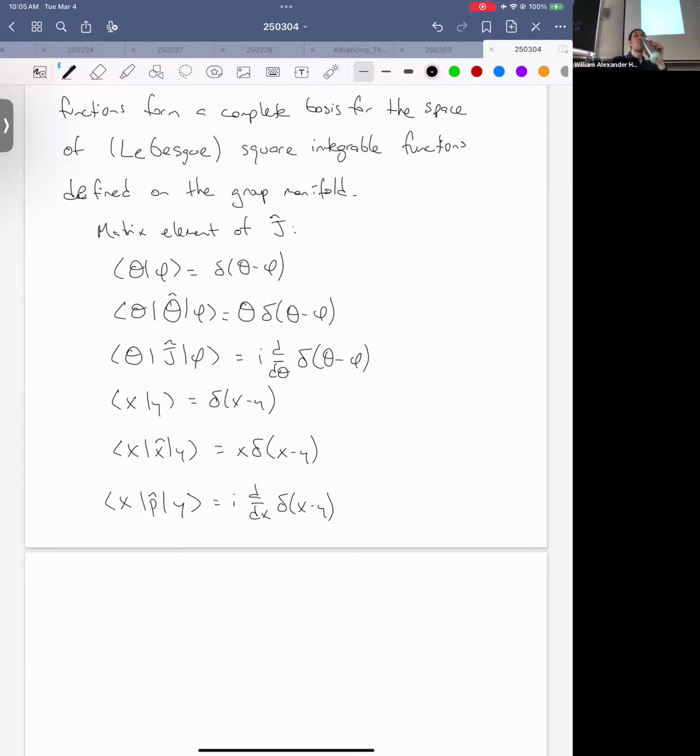So you said that P, the momentum operator, is the generator for translations, and J is the generator for rotations, the angle. Yeah, so generators of rotation. Yeah, sure.